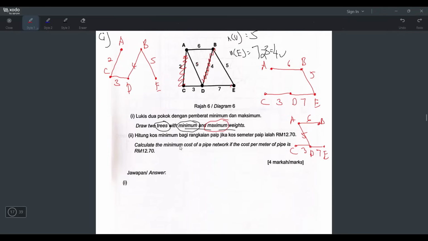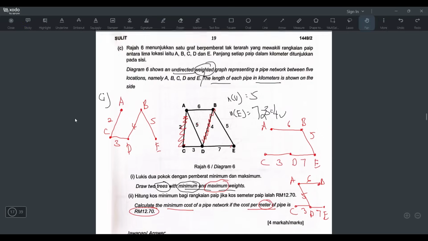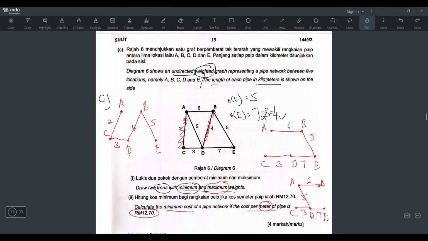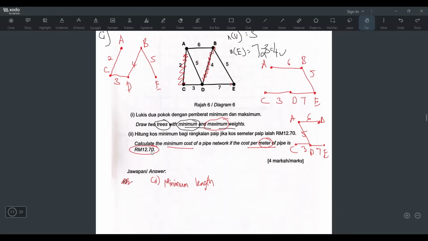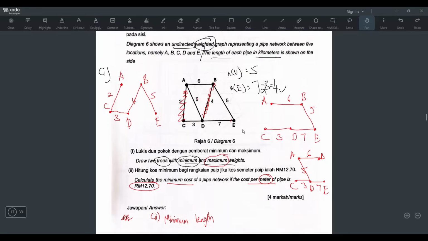Question 2. Calculate the minimum cost of a pipe network if the cost per meter is 12 ringgit 70 cents. If I want to find the minimum cost, first I need to know the minimum length in kilometers first, right? Yeah, in meters actually, not kilometers, because this one is per meter, right? But if you read carefully, they say the length of each pipe in kilometers is shown on the side. Oh, very sneaky, eh? Here they mention the length in kilometers, but the cost 12.70 is the cost per meter. So later we have to convert to meters lah.